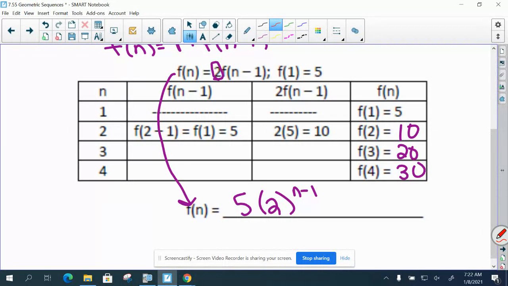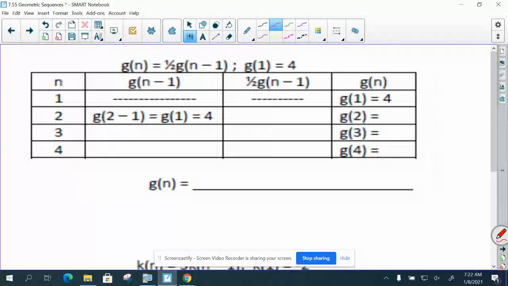Okay, let's try another one. So here, our recursive rule is g of n equals 1/2 times g of n minus 1, and the first term is 4. So let's just fill out this part of the table. So we've got 4, and our factor r is 1/2. So we're going to multiply by 1/2 to get to each term. So 4 times 1/2 is 2. 2 times 1/2 is 1. And 1 times 1/2 is 1/2.